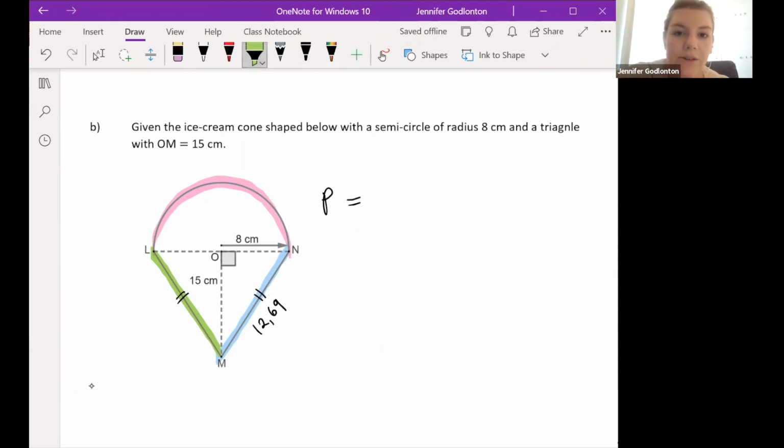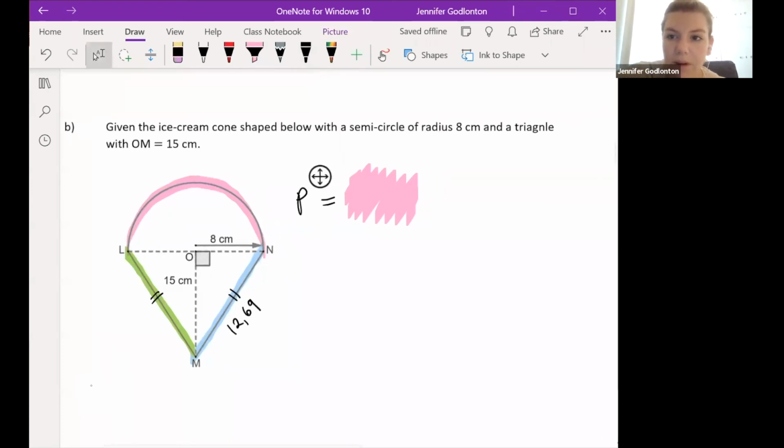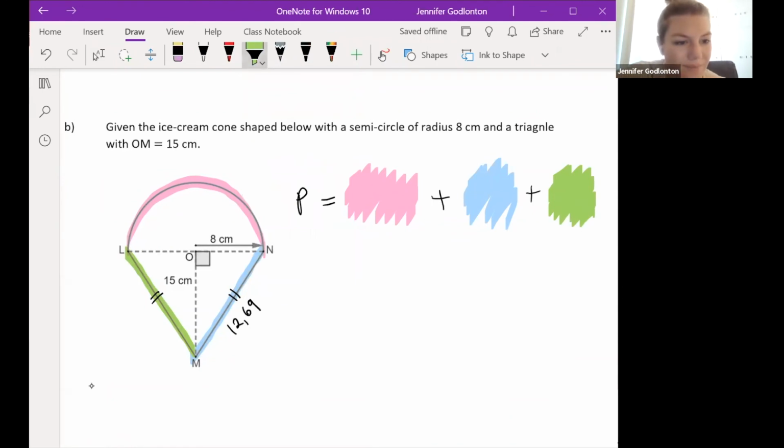So your perimeter is going to be equal to what your pink is, plus, just going to move this a little bit over here, plus your blue. Okay. Yeah, so just step by step, one thing at a time. Don't overthink it. Think about it nice and slowly. Think about what this 8 centimeters is.